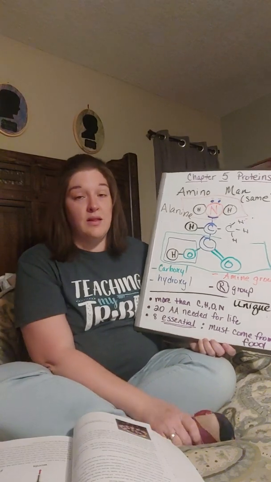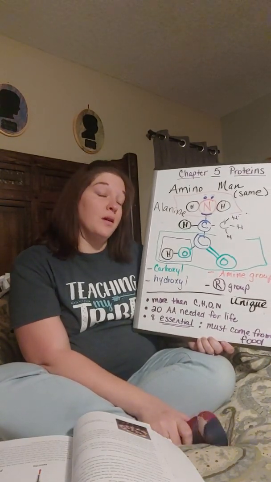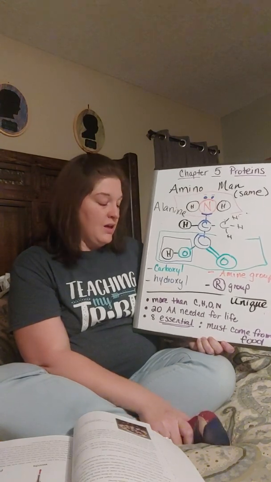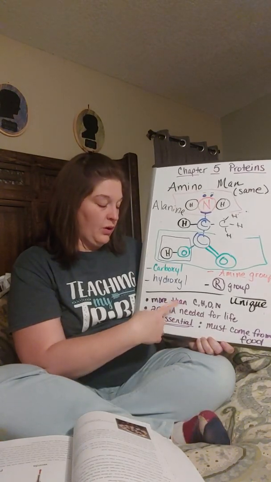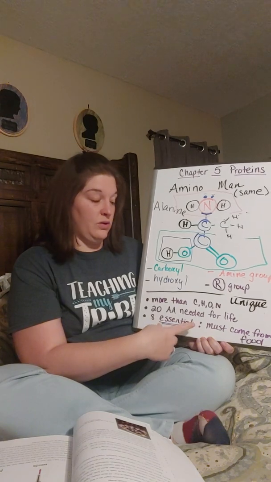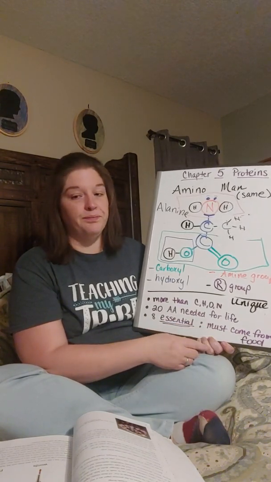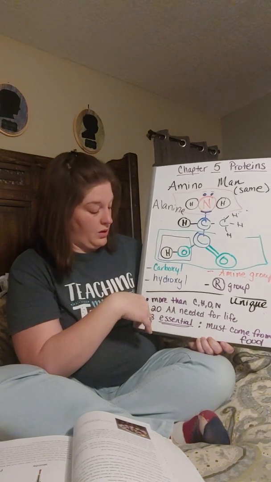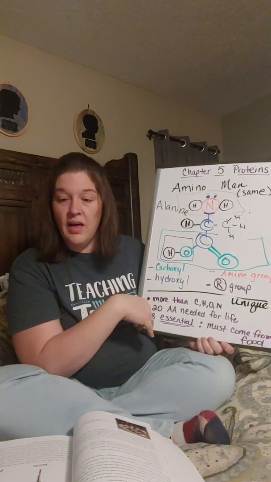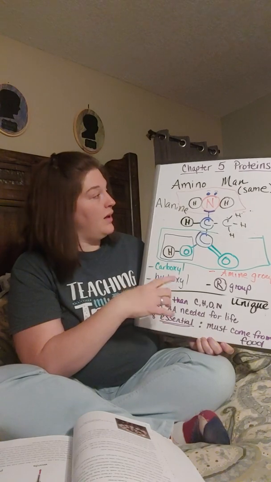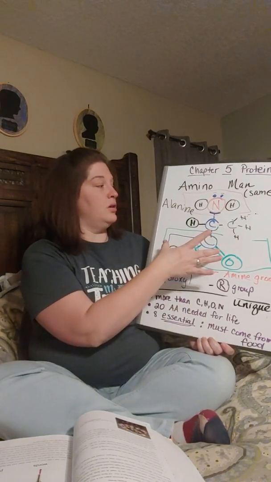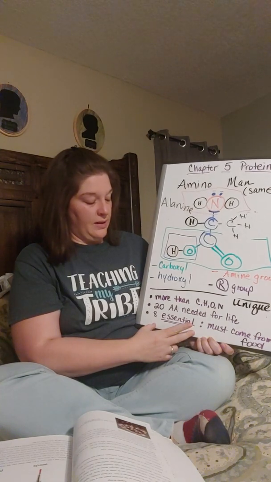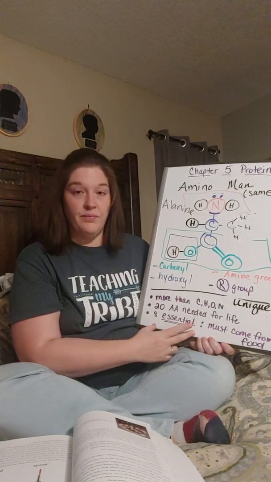And essential basically means that we can't make them ourselves, and so we have to take them from another source. So 8 amino acids are essential. So we must take them from our food because we can't make them on our own. So that's kind of the basics of amino acid structure and essential versus non-essential amino acids.